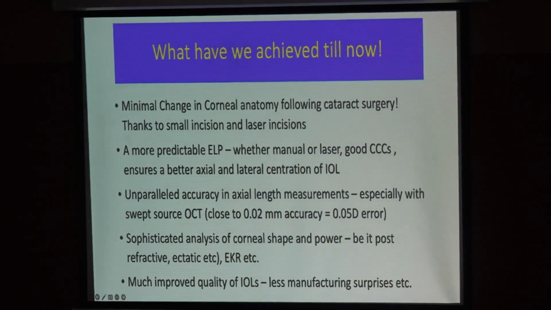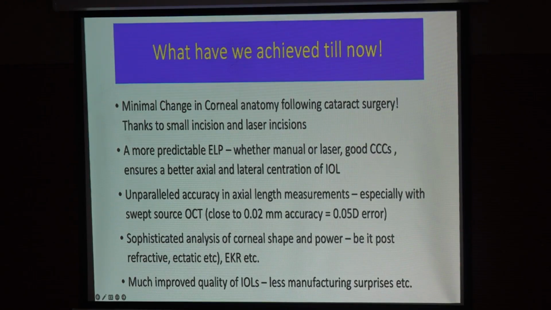So, what have we achieved till now? There is minimal change in corneal anatomy following cataract surgery. With newer techniques, smaller incisions and laser surgery, the change in shape of the cornea is now pretty predictable. The effective lens position is more predictable, whether it's manual or laser or a good CCC, as they all ensure better axial and lateral centration of the intraocular lens. There's unparalleled accuracy in axial length measurements, especially with swept source OCT. So now, where possible, we have moved out of ultrasound scans and into the realm of swept source OCT.